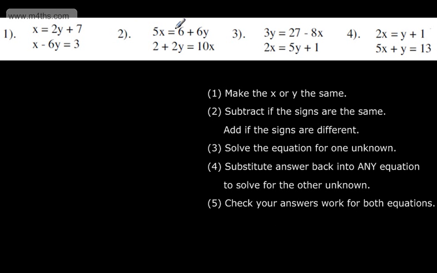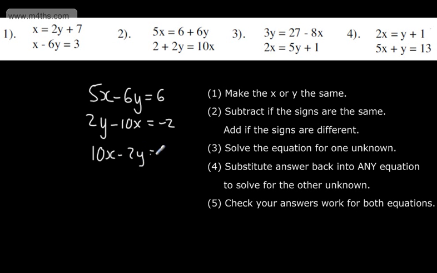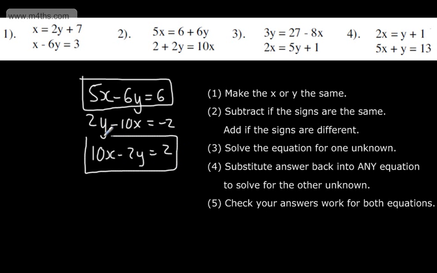With this one right here, we've got a couple of choices. I could write this now as 5x minus 6y is equal to 6. This one I could write as 2y minus 10x is going to be equal to minus 2. I could have swapped that round. It really doesn't matter. I could have written that one as 10x minus 2y is equal to 2.